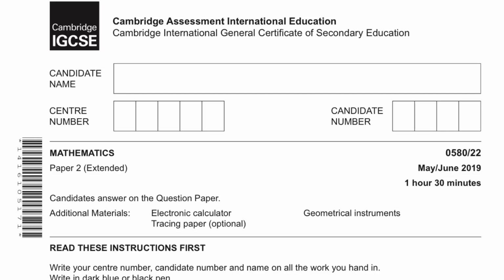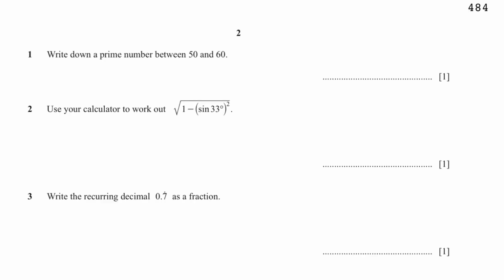In today's video, we are going to solve IGCSE Paper 2 Extended 0580 Variant 22 May-June 2019. Let's start. Question number 1. Write down a prime number between 50 and 60.